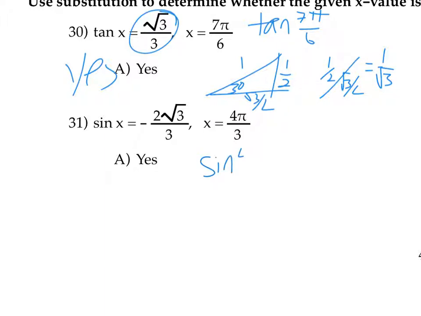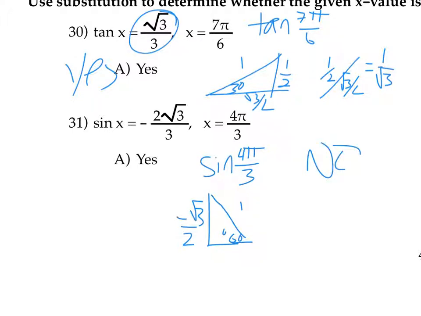For number 31, we are looking at the sine of 4 pi over 3. That's going to be a 60-degree triangle. So when I set that up, we also are in, at this point, quadrant 3. So negative root 3 over 2, and a half negative as the x, but we don't care about that.